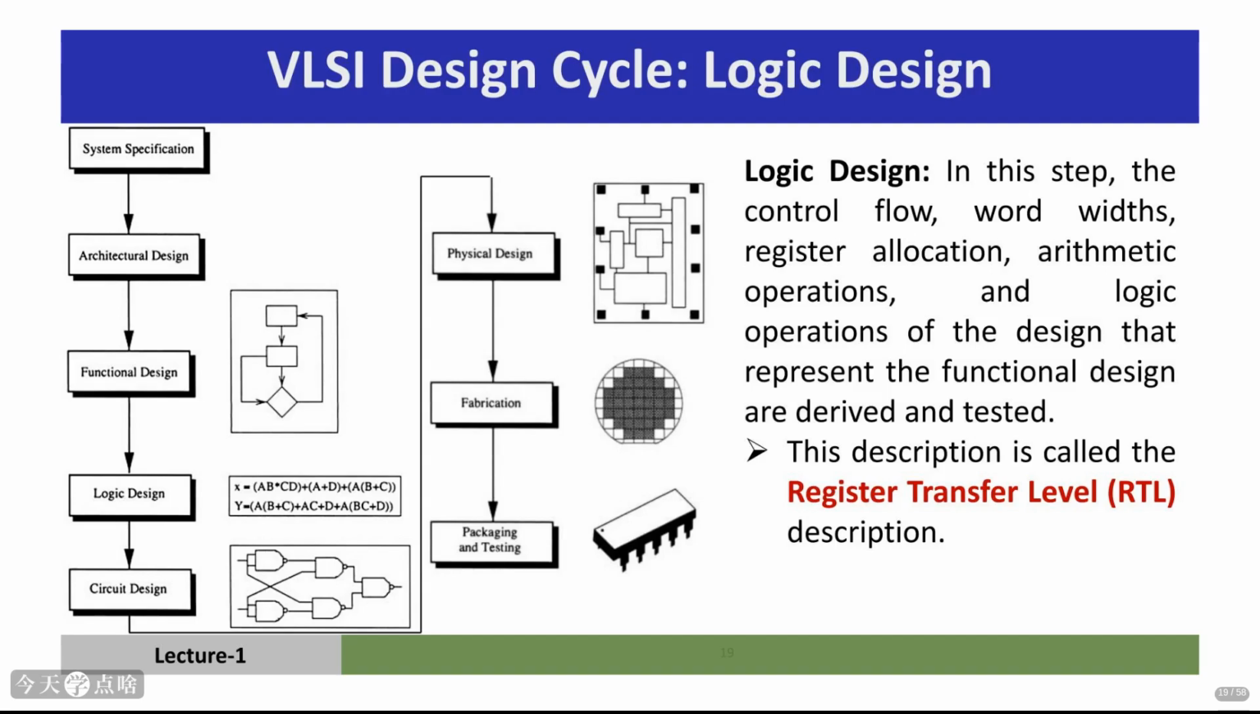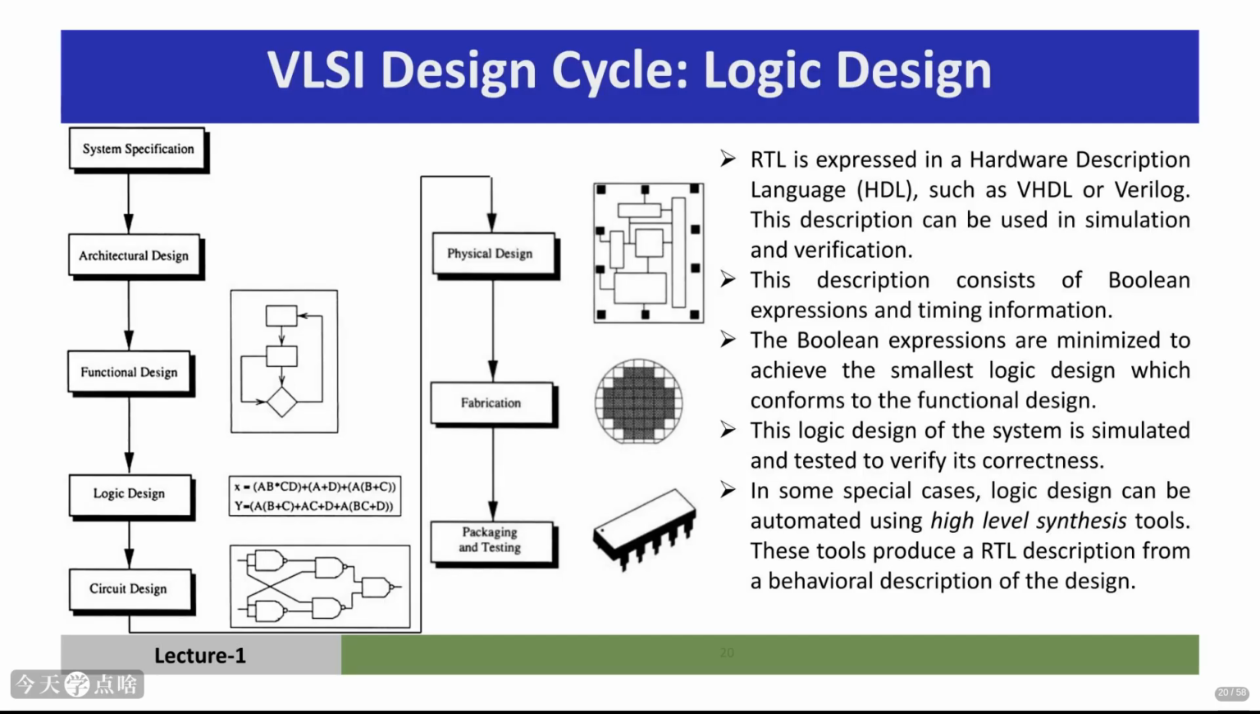Now we move from behavior to implementation. Logic design is where we translate the functional requirements into the actual control flow, data paths, and operations. We define the word widths, how registers are allocated, and the specific arithmetic and logic operations needed. This detailed description is captured in the register transfer level, or RTL. Think of RTL as the assembly language for hardware. It describes how data moves between registers and how operations are performed. It's a crucial step because it's the input for the synthesis tools that will eventually create the physical layout.